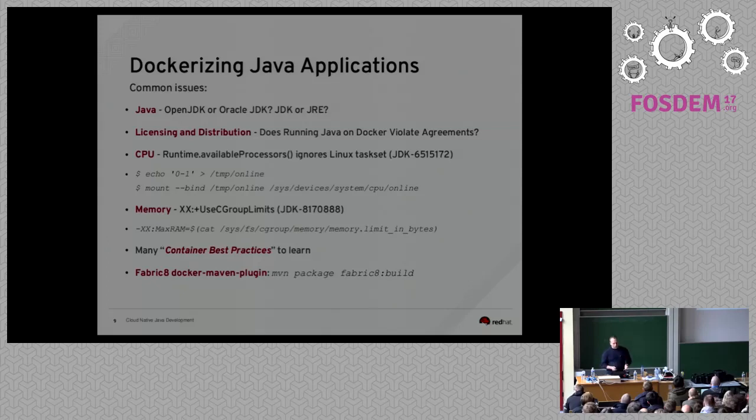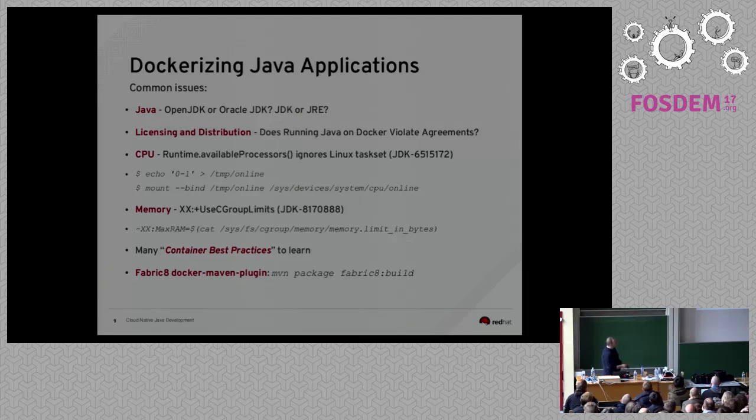Similarly for CPU, it sees all the cores on the host rather than just the cores specified for your Docker container. I've put here a few examples and workarounds for how you can get around those, and the OpenJDK issue numbers which fix these issues. So future versions of Java will be easier to run in Docker, but at the moment you have to use some kind of workarounds. And basically there are a lot of container best practices you have to learn before going into containers and Kubernetes.